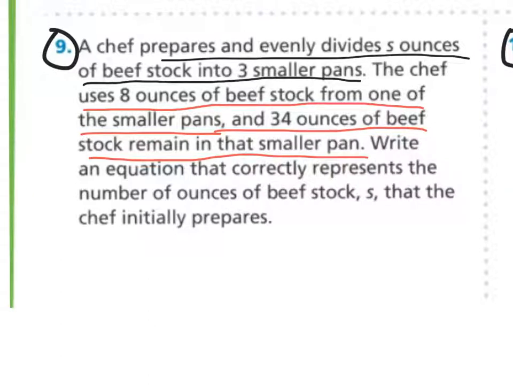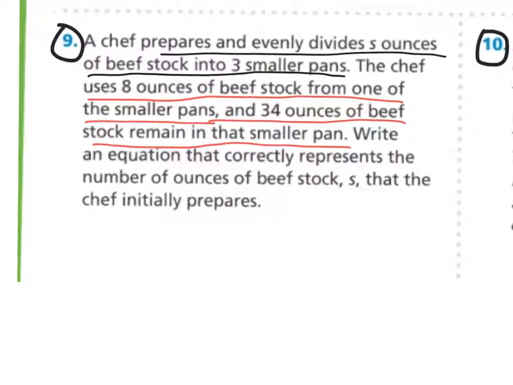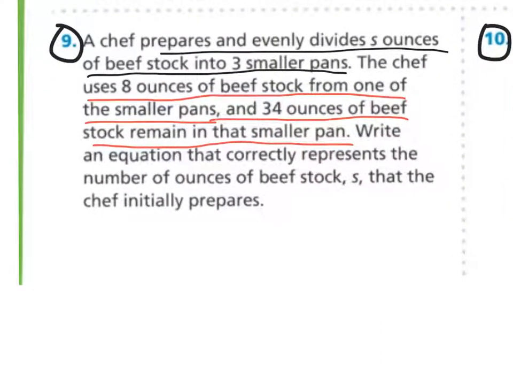Okay, so again, different ways you can do this. One option is to chronologically think about what's happening, thinking about the steps that the chef's doing here. Another option would be working backwards to figure out how much stock he had to begin with.